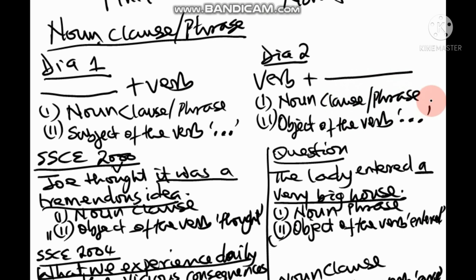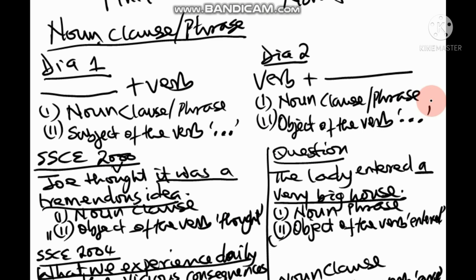Then we now ask ourselves, that courage to fail, does it contain a verb? Yes, it does. But is it a finite verb? No. Because of what? "To" is very close to "fail." So it is a noun phrase, subject of the verb "is."